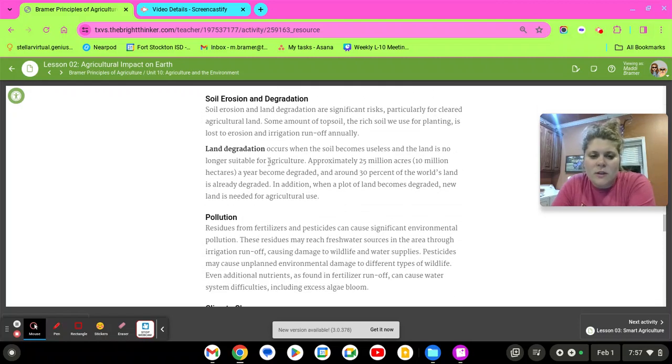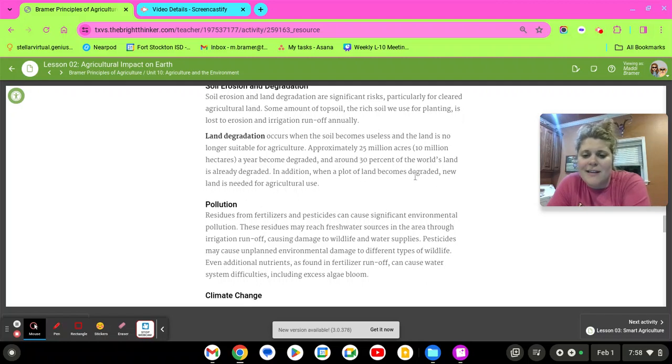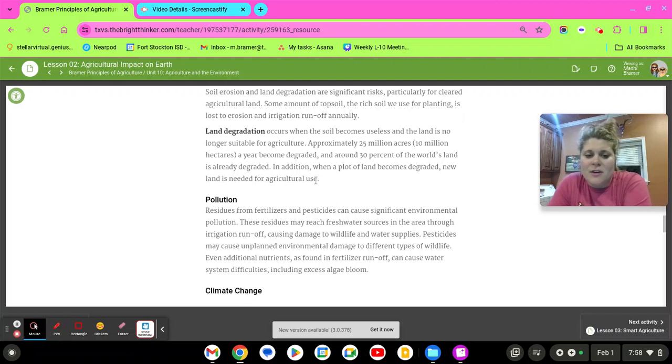We talked about soil erosion. Some amount of topsoil, the rich soil for planting, is lost in erosion and irrigation runoff every year. Land degradation occurs when the soil becomes useless and the land is no longer useful for agriculture. So then it's just barren. And for wildlife, nothing's going to grow really well, so it's kind of wasted. 25 million acres a year become degraded. 30% of the land is already degraded.